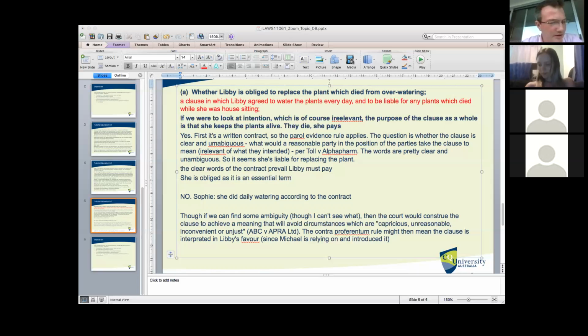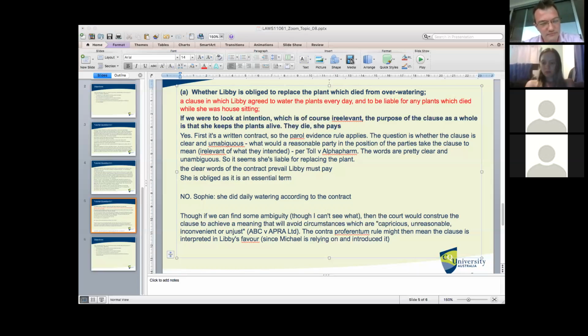She's liable. A plain construction of the clause seems fairly clear and unambiguous. She has to water them, whether she does or doesn't. If they die, she's liable. So therefore, she's liable.